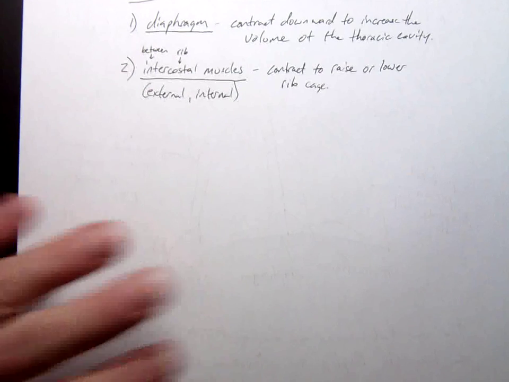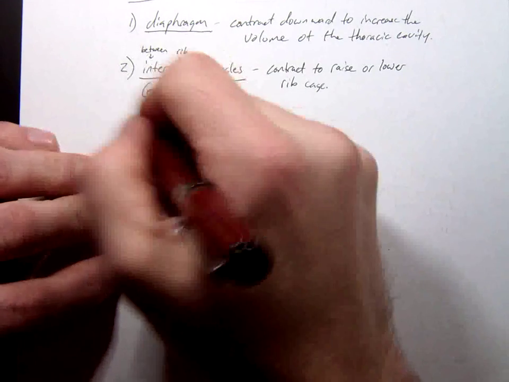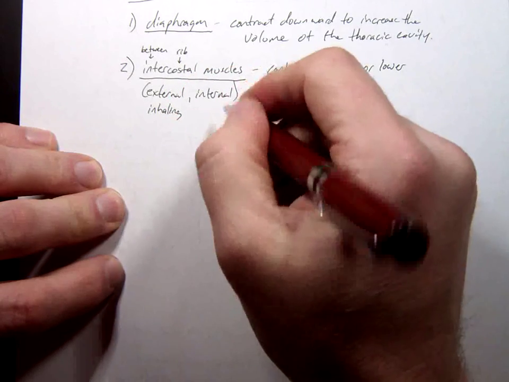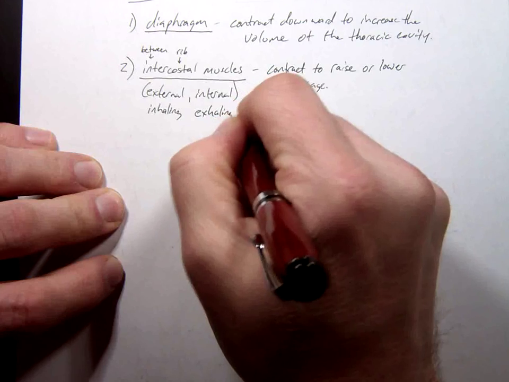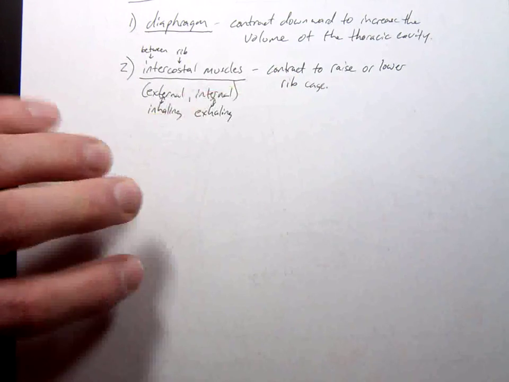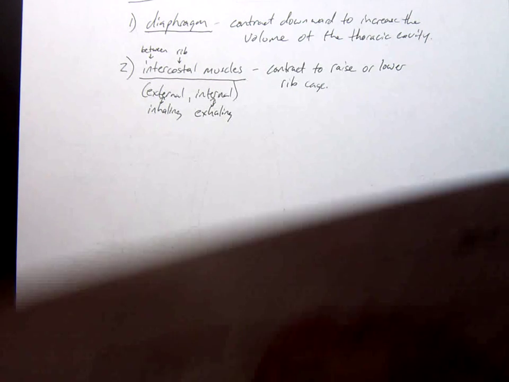Now here's where it's kind of messed up. The external intercostals are used for inhaling. The internal intercostals are used for exhaling. See how that's confusing? Unless you just think of it as opposite. Okay? How can you have muscles that are in the same spot do the opposite function? It has everything to do with where their origin and their insertion is. Let me show you. Okay?